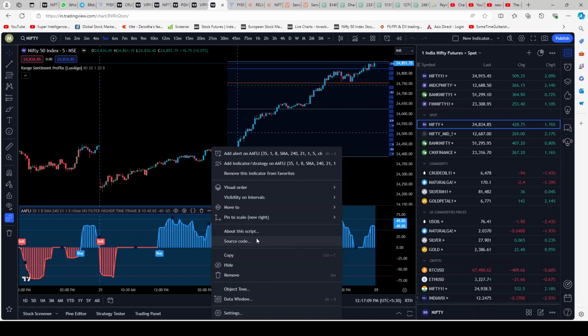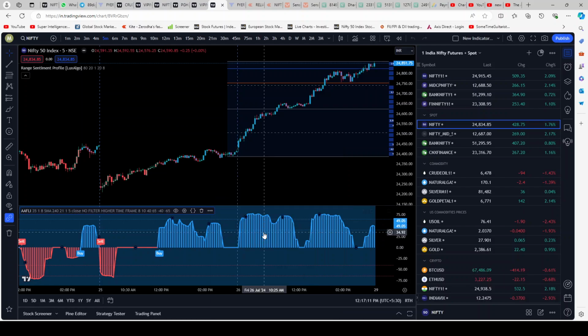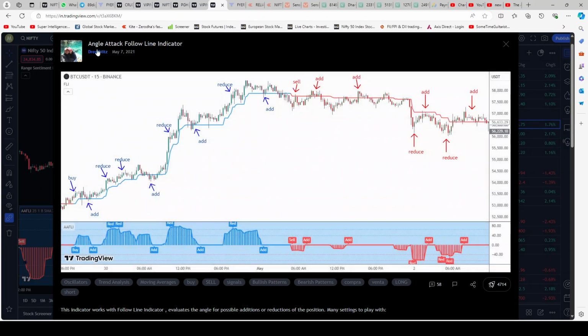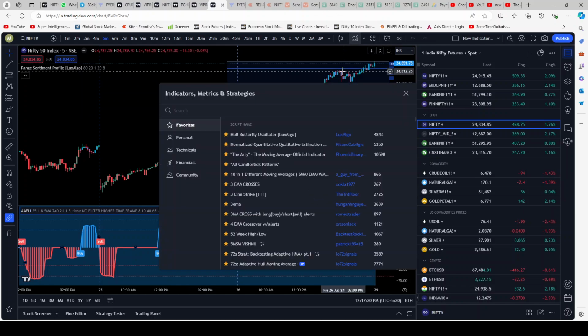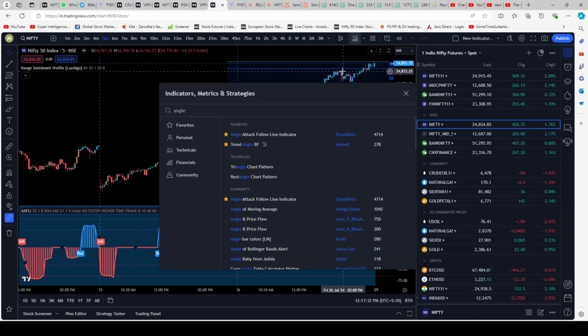Very similar to EMA defense scotch, only the coloring is a little different. It's called angle attack follow line indicator. All right. And it's by Dread Blitz. So the indicator is called angle attack follow line indicator by Dread Blitz. And when you search, it comes up like this, angle attack flow line indicator by Dread Blitz.